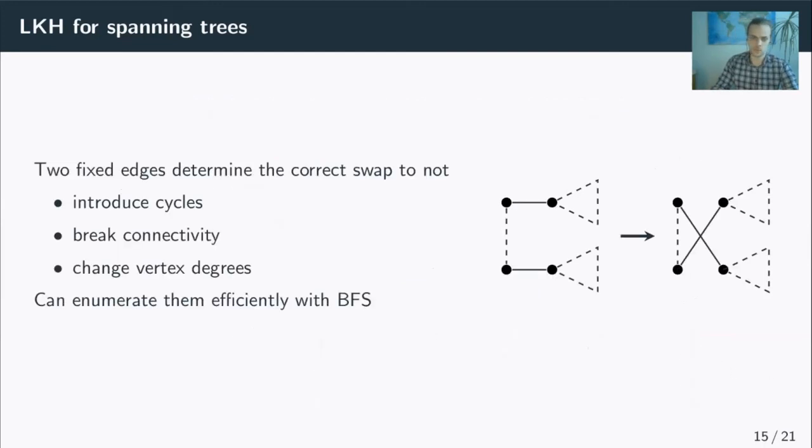In particular, you can show that if you fix two edges, then they determine the unique correct swap if you don't want to introduce cycles and break the connectivity. So you don't want to break the spanning tree property, and you don't want to change vertex degrees. The nice thing is you can enumerate good swaps efficiently with graph traversal algorithms like BFS.